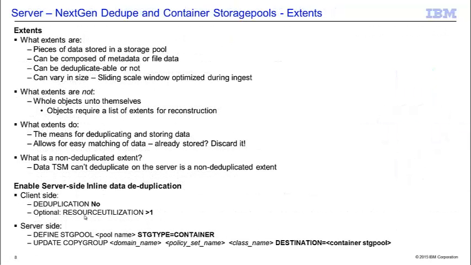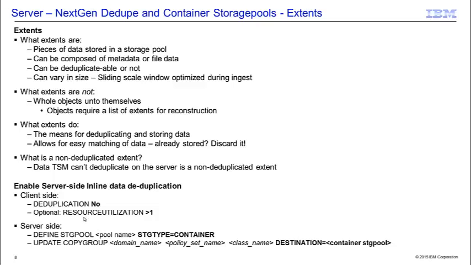When we write the data out to the storage pool, we write it out into extents. And extents are basically just pieces of data that are going to be stored in those container pools. They might be metadata, they might be file data, they might be deduped, they might not be deduped. But what they are is there's lots of chunks that make up one object. So an object is going to be broken into many different chunks.